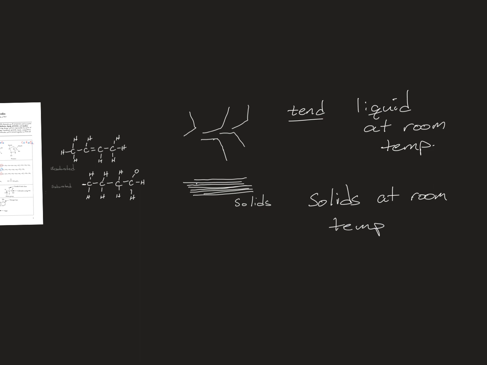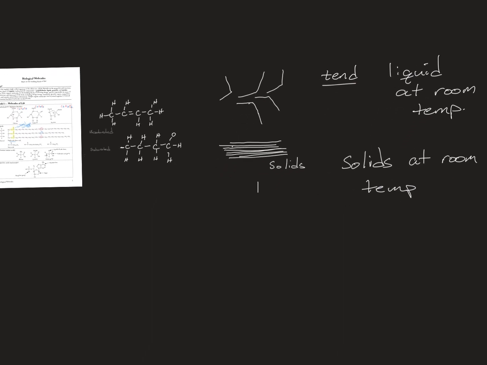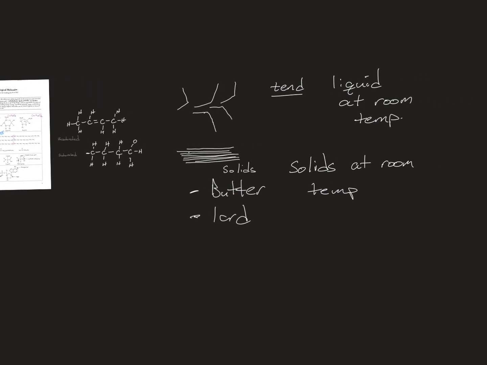Let's just do temp. So these tend to be butter or lard, right? Those are things that tend to be solid at room temperature because they have a lot of saturated fatty acids. Where these up here might be corn oil or olive oil, because they tend to be liquid at room temperature. That's why olive oil and butter have two different states of matter at the same temperature.